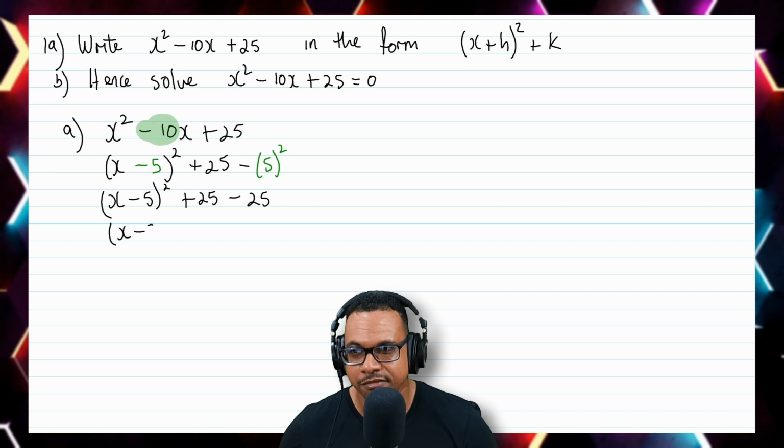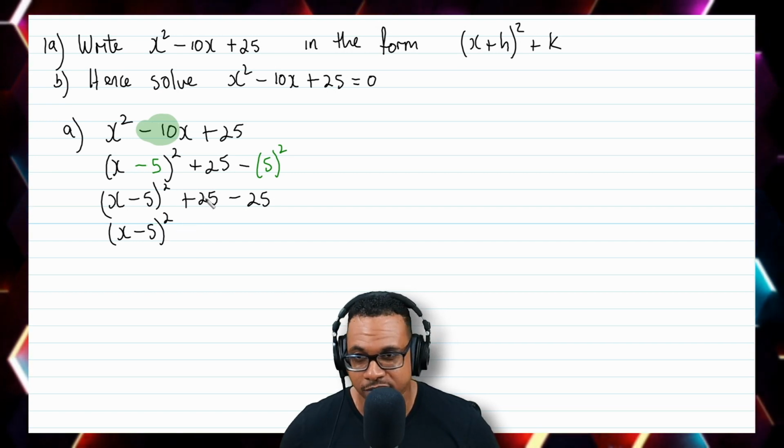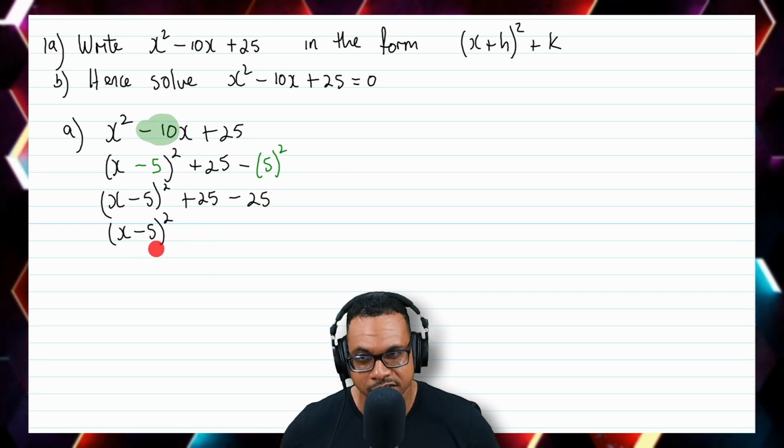So we're going to have x take away 5 in brackets squared. So 0 is nothing, so we don't have to write anything. 25 take away 25 is 0, so we write nothing here. So now this is completing the square.